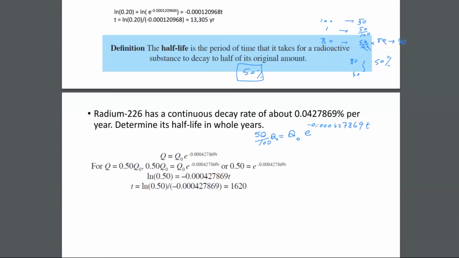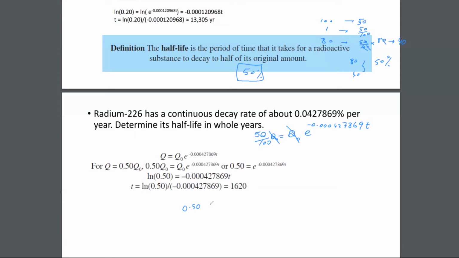Okay, let me ask you this question. Why is it negative? Because it's decay. It's decaying. Because of decaying, we put a negative value, okay? If it is growing, we don't put the negative value. Remember that. So this one to this one cancel out. This is the half-life I'm calculating, so this side will be 0.50.